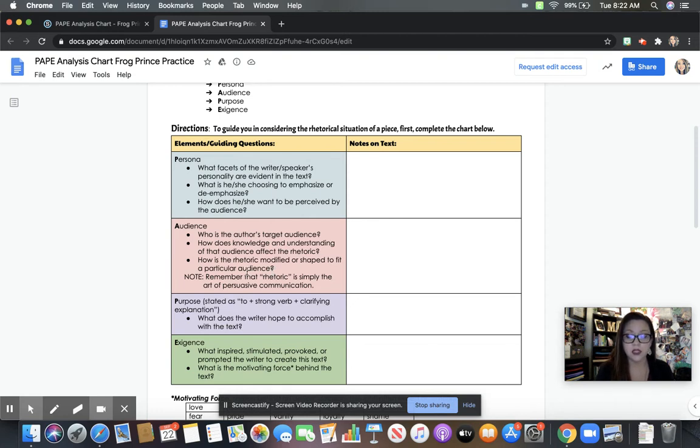So the first bullet and the third bullet are kind of essentially the same thing, but the first one is basically to whom, will be affected, and then how is the rhetoric modified to fit those who will be affected. So I just want you to work on these first two squares, and we will talk a little bit more about purpose and exigence tomorrow.